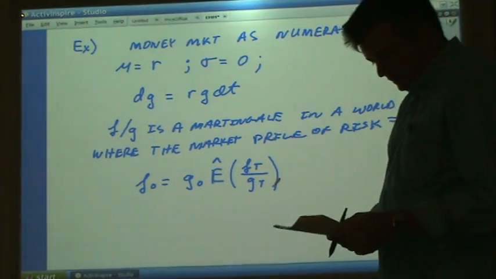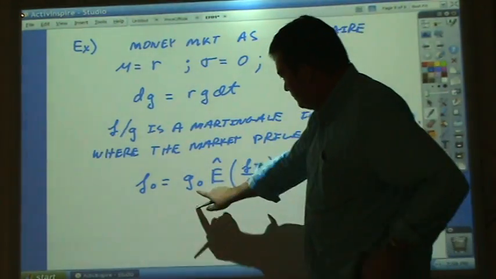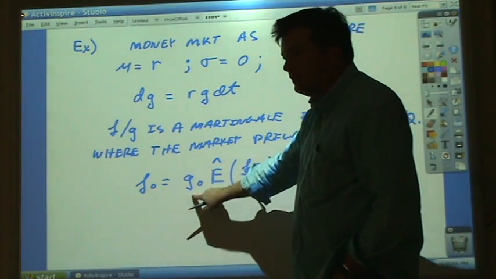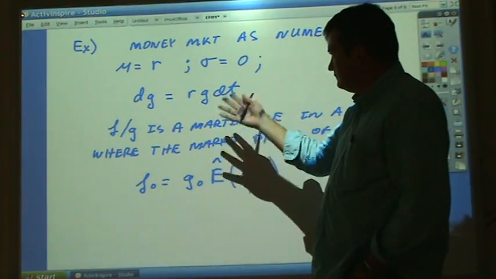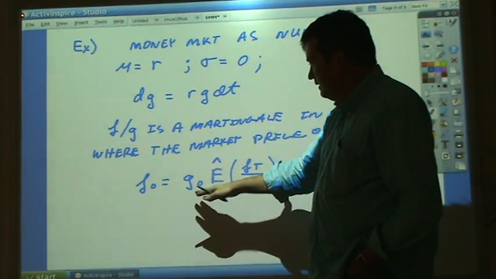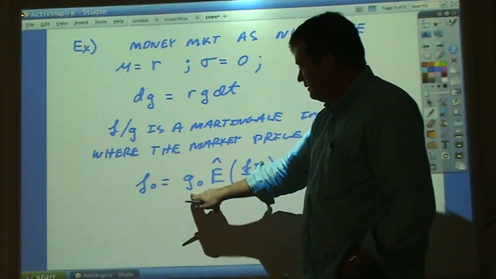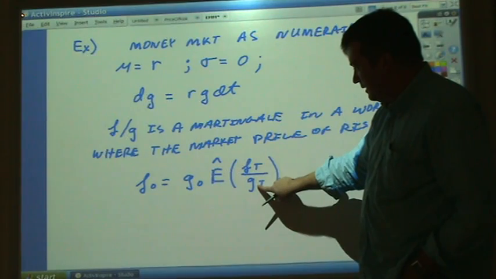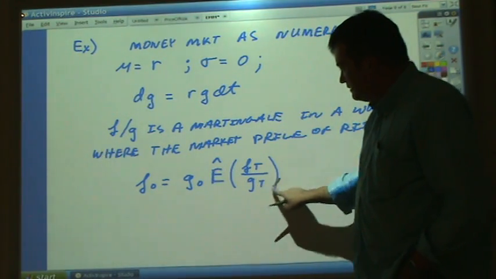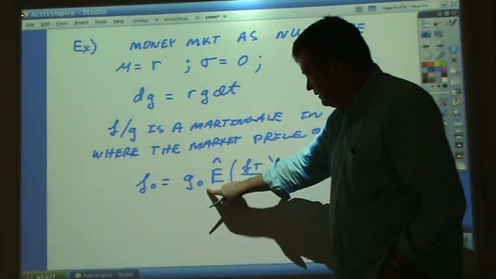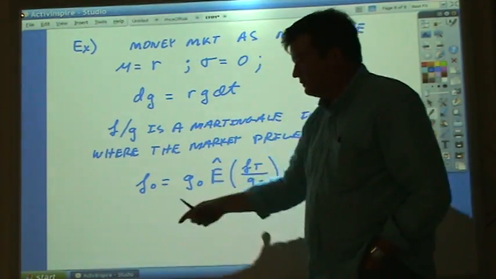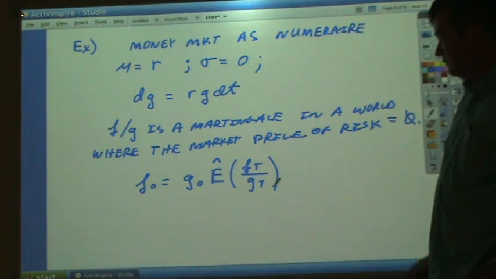Okay, so this would be putting money in the money market, right? So let's say you put $1 in today and the interest rate is 5%. You're putting $1 in today, and then you're saying the expected value of your other investment divided by how the money market would do. This expectation times this initial investment should equal what your initial investment of the other security should be.